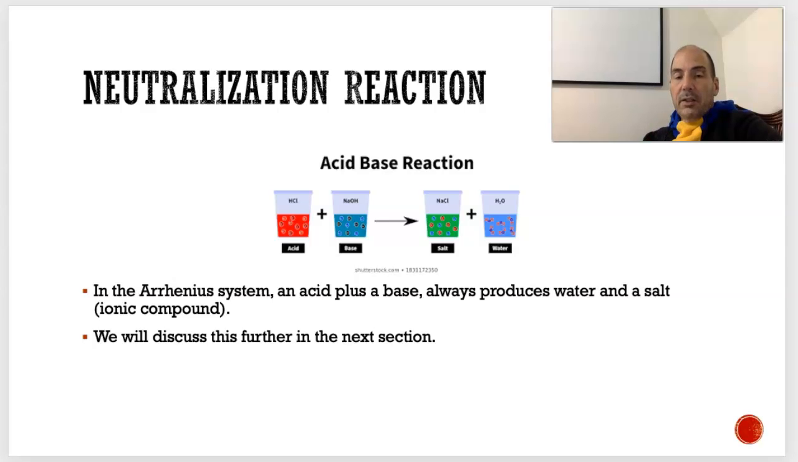In the Arrhenius system, we define an acid as something that's going to give off a hydrogen ion, and a base as something that's going to give off a hydroxide. Whenever we mix an acid and a base, one of the products has to be water, because we take the H ion from here and the OH from here, and again, double replacement, we put those ions together, and we get water. That means we're going to be left with a cation and an anion forming a salt. So it always takes the format of acid plus base yields water and a salt, or salt and water, whichever way you want to look at it.